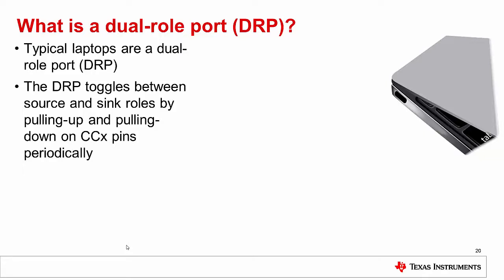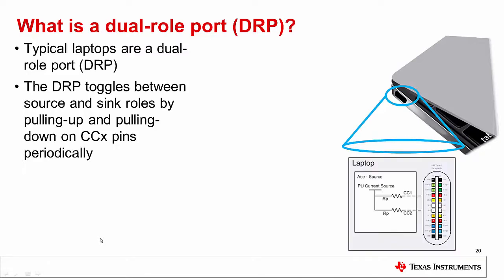Well, a dual role port means that it can be a source or a sink, depending on the scenario and the usage case. We've seen that sinks apply an RD pull down and sources apply an RP pull up, so they can detect when they're connected to each other. But what about a dual role port? If it can be a source and a sink, how does it know what it is in a situation? I have an illustration here that'll show you how that works.